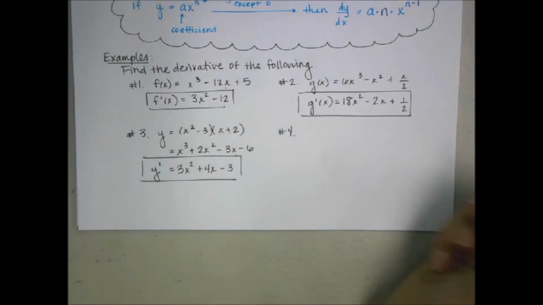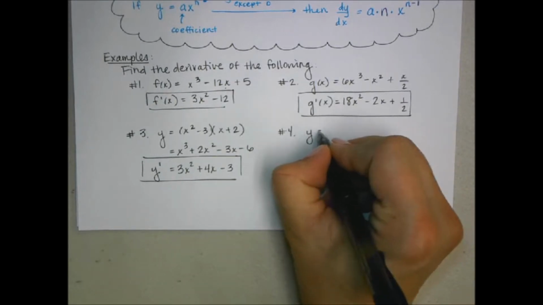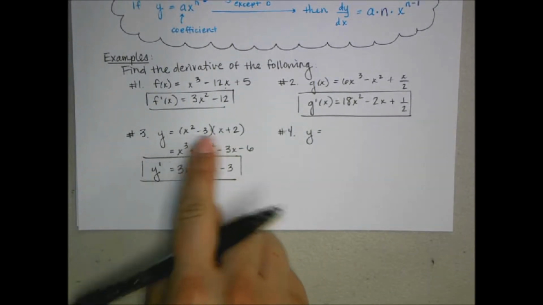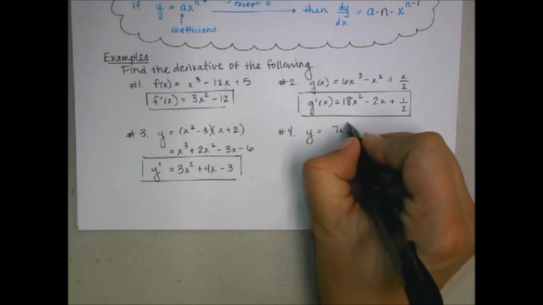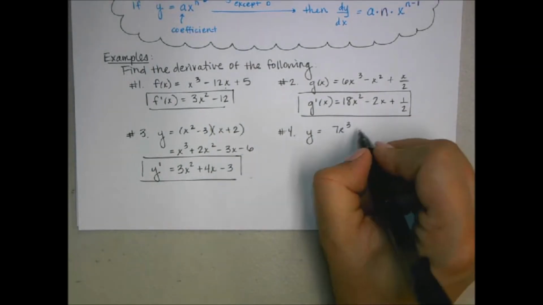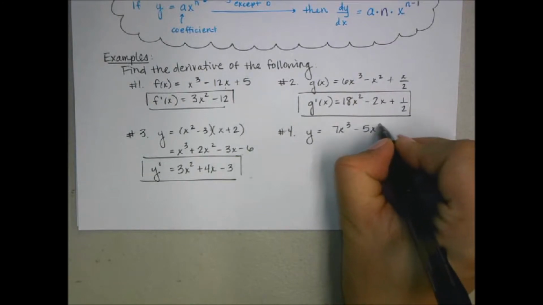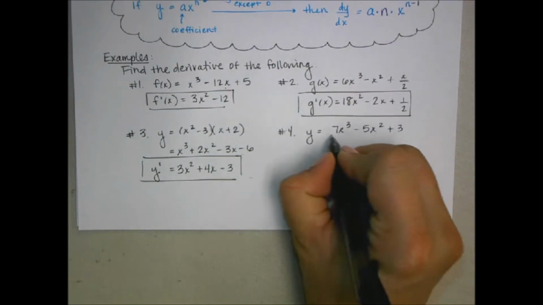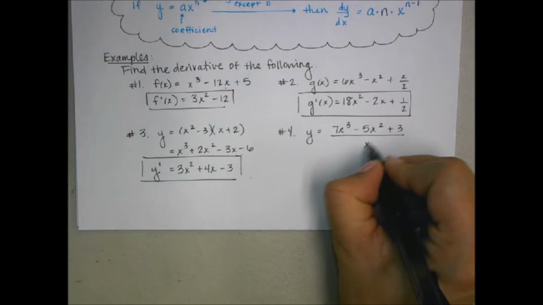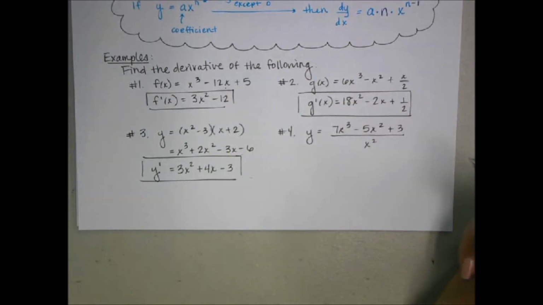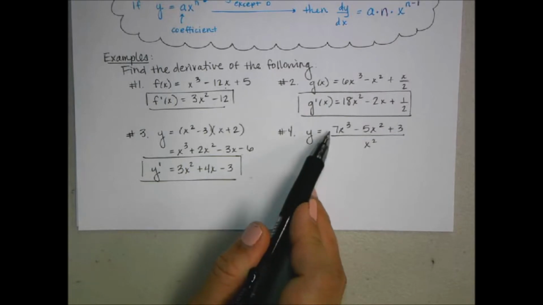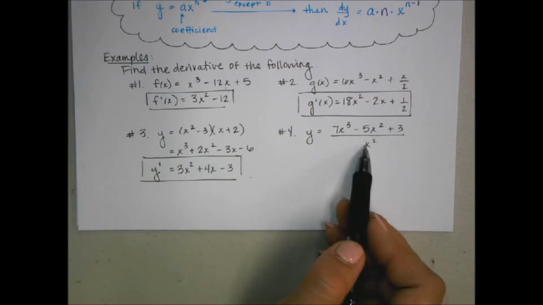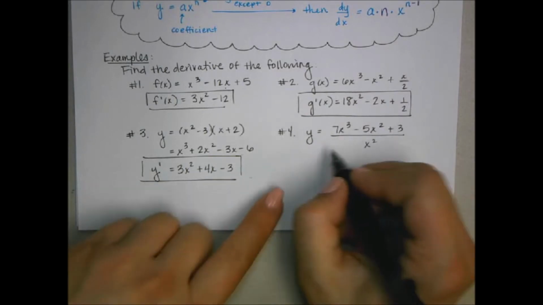Okay, and number 4. So here we had some multiplication we had to do first in this problem. 7x cubed minus 5x squared plus 3 over x squared. We have some division to start with. So we actually want to do this division, and what we're going to do is just separate each of the terms and do our division individually.